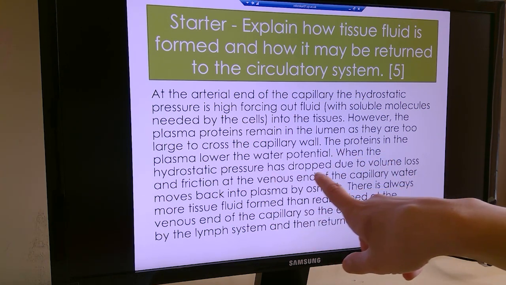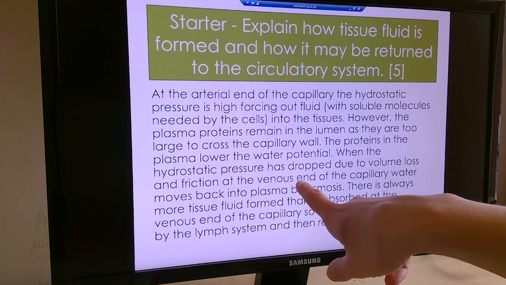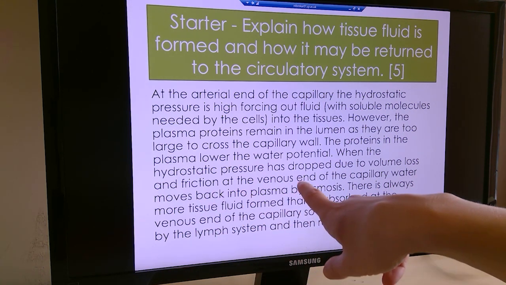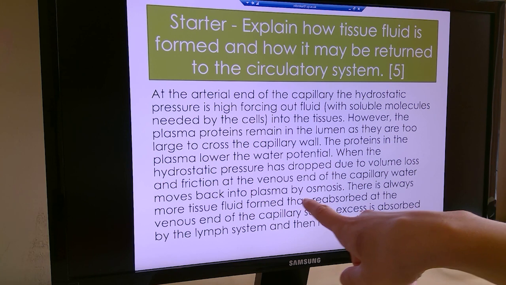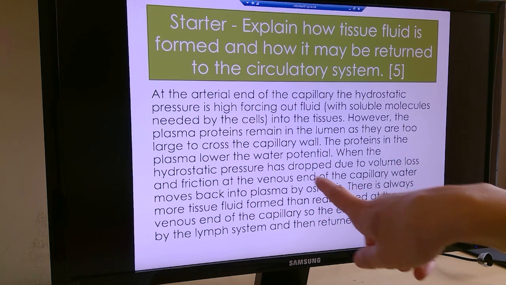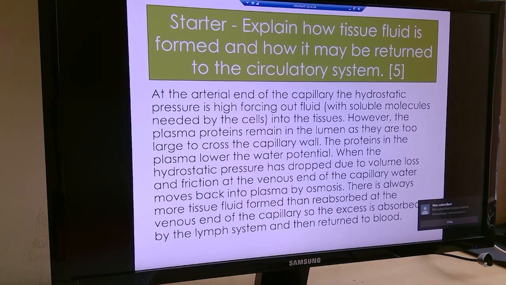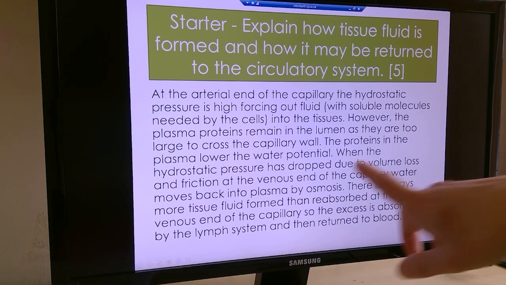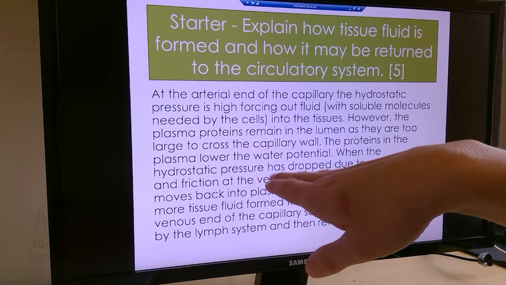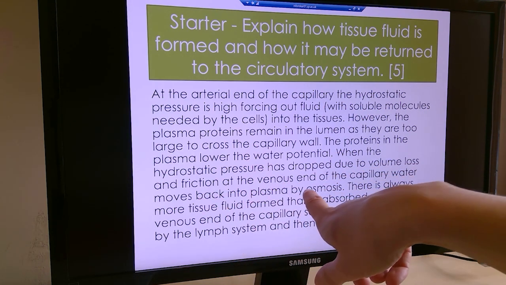When the hydrostatic pressure is dropped due to volume loss and friction at the venous end of the capillary, water moves back into the plasma, so back into the blood or back into the capillary by osmosis. The reason is because there is a water potential gradient. Okay, so water potential gradient between the tissue fluid and the inside of the capillary because of the plasma proteins being present.